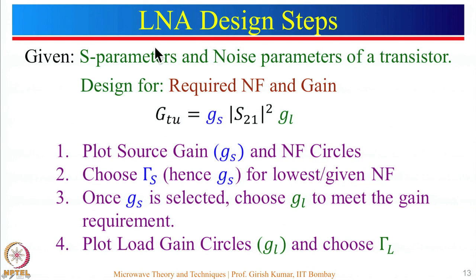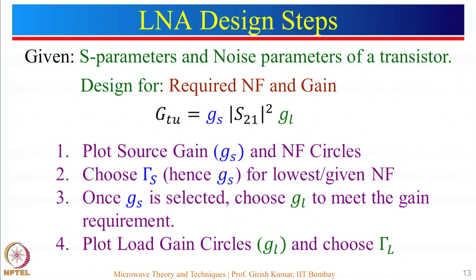So, these are the design steps for designing a low noise amplifier. S parameters and noise parameters of a transistor will be generally given for a given biasing condition and frequency. So, let us say now we have to design for required noise figure and gain. We have already seen how to draw the noise figure circles. Now, let us see how we put gain circles over the noise figure circle.